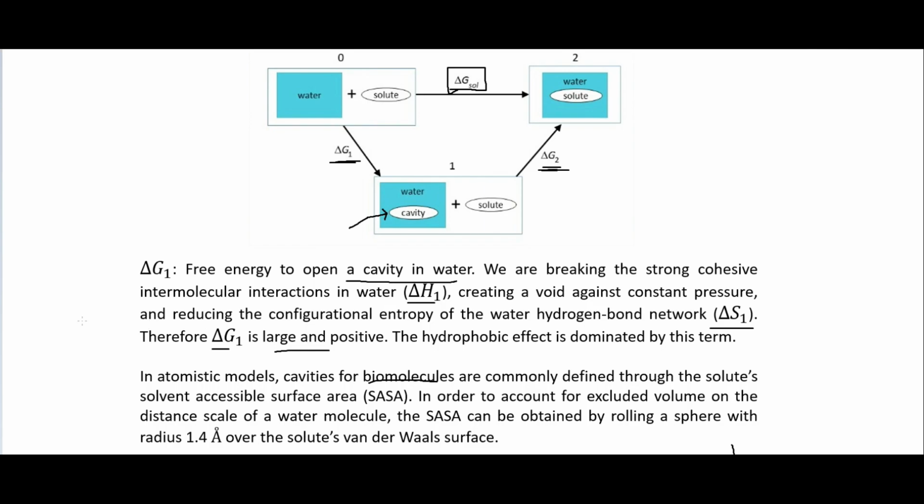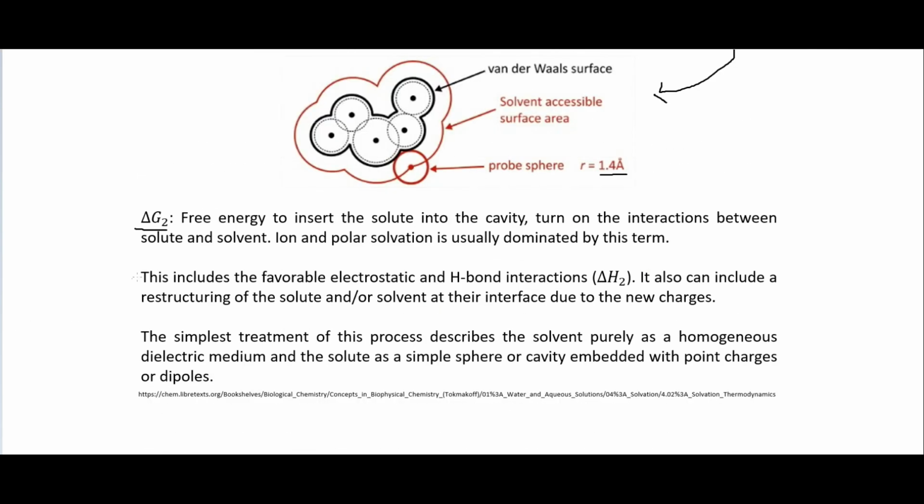All right, so now we can look at the delta G2, which is this step right here, which is actually inserting the solute into that cavity. So that's the free energy to insert the solute into the cavity, turning on the interactions between the solute and solvent, forming the intermolecular interactions between the solvent and solute. That's going to be our delta H consideration there. Ion and polar solvation is usually dominated by this term, the delta H. This includes the favorable electrostatic and H-bond interactions. It also can include a restructuring of the solute and or solvent at their surface due to the new charges.